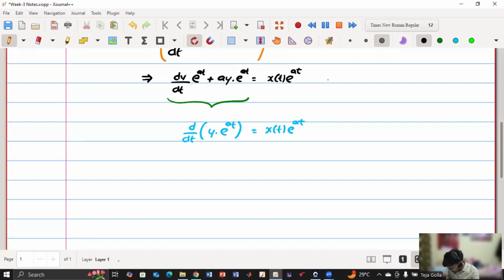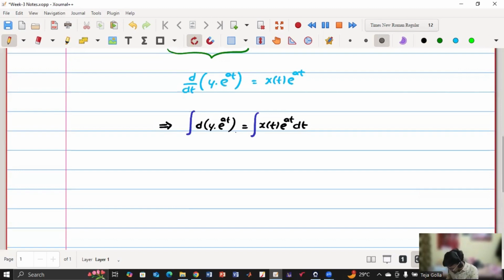Now let us take the dt to the other side. So we have d of y into e to the power at is equal to x of t into e to the power at dt. Now let us apply integrals on both the sides. So now I can write it as y into e to the power at equals some constant a, because when we are integrating, there will be some constant like a generalized solution, plus the integral of x of t e to the power at dt.